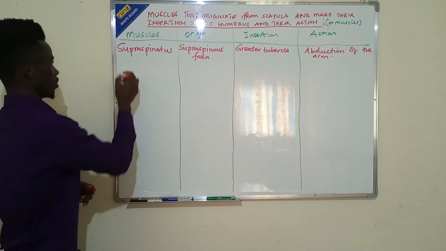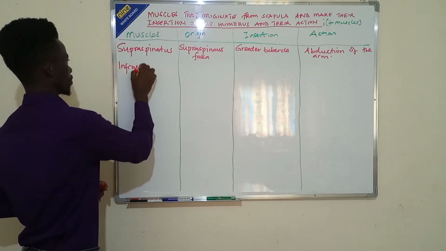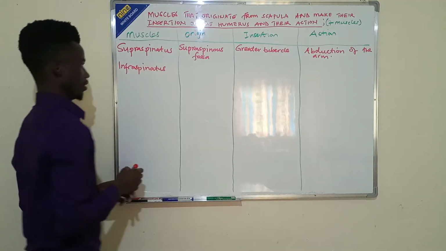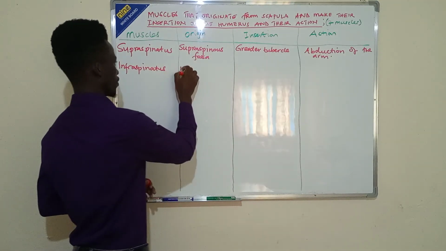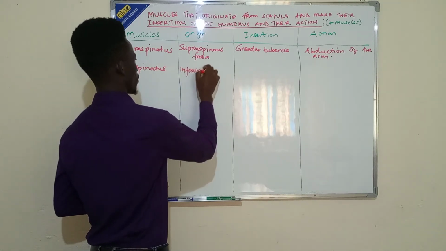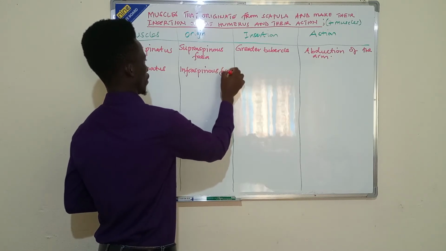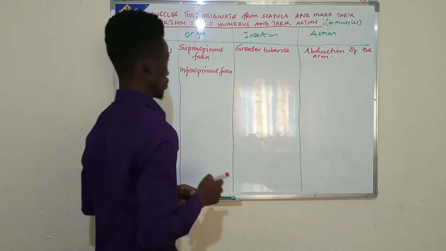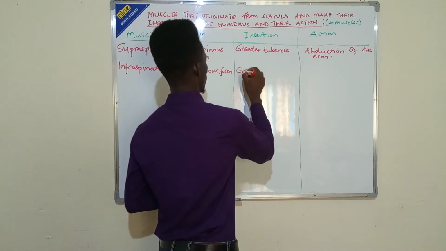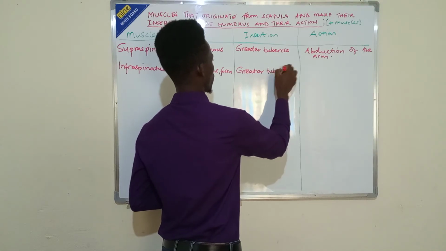Then the second muscle we shall look at is what we call the infraspinatus. Infraspinatus originates from the infraspinous fossa of the scapula. And where does it insert? It makes its insertion onto the greater tubercle still, the greater tubercle of the humerus.